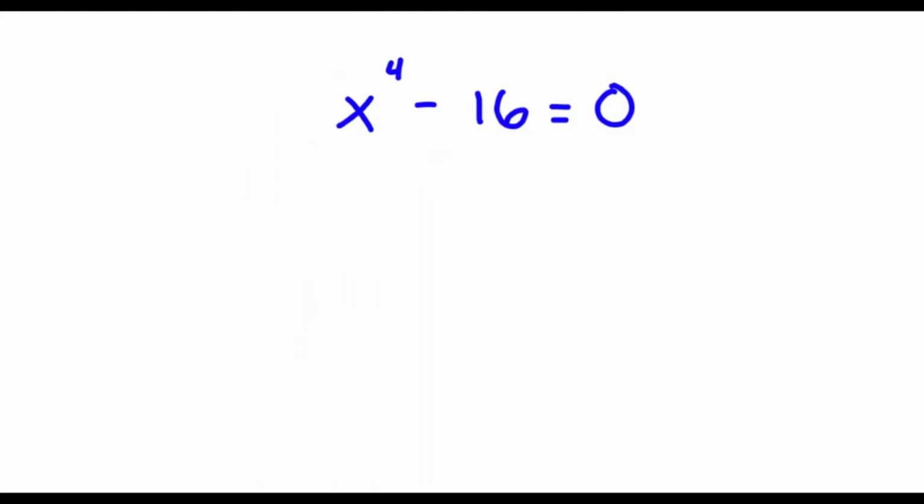All right, so I have x to the power of 4 minus 16 is equal to 0. Now to start, x to the power of 4, this is the same thing as x to the power of 2 times 2, because 4 is 2 times 2. And 16, this is the same thing as 4 to the power of 2. So I have x to the power of 2 times 2 minus 4 to the power of 2 is equal to 0.